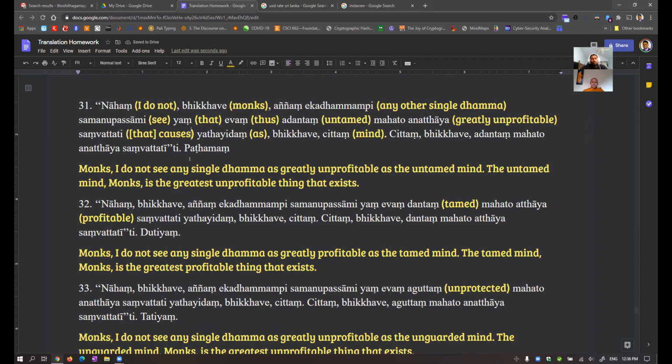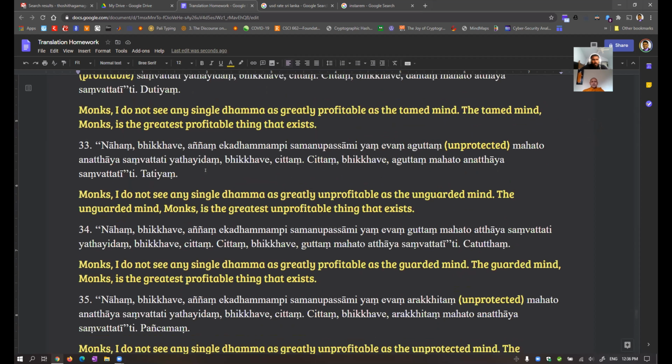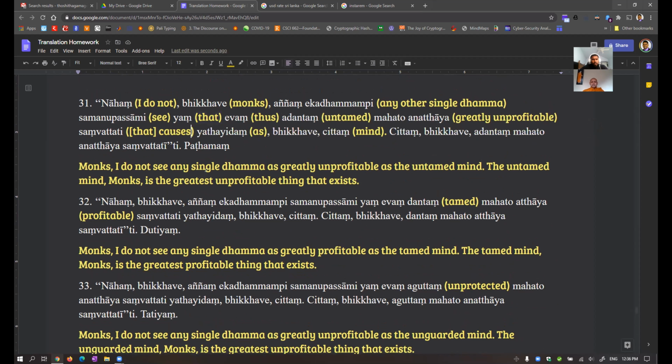How did you get exists from sangvattati? I think I got it from the Pali dictionary, either the Rhys Davids dictionary or Pitaka.lk. Pitaka said it's pihitai or pihitim, so I kind of converted it to existence. That does not exist. So that's where I went with it.